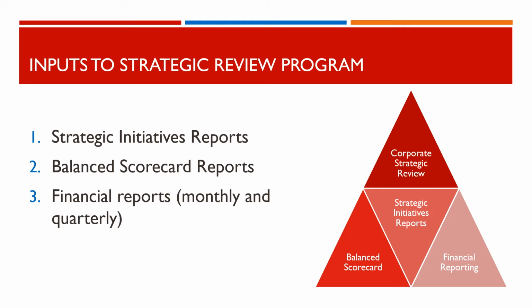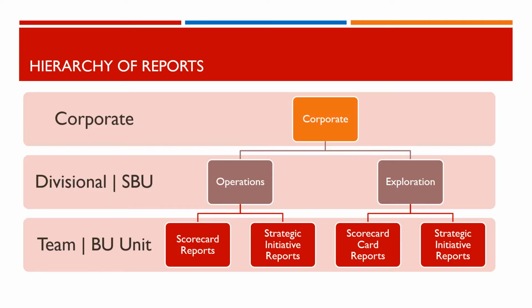These can include strategic initiatives reports, balanced scorecard reports, and financial reports, monthly and quarterly. However, there may well be many additional sources of data, which can feed into the strategic review process. Your organization will ideally have a hierarchy of performance reports from which data can be drawn. These may be at the corporate level, the strategic business unit levels, and the team and business unit levels. This chart illustrates such a hierarchy of performance, or scorecard reports.